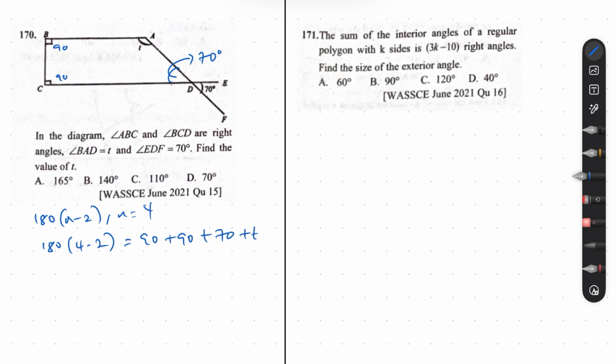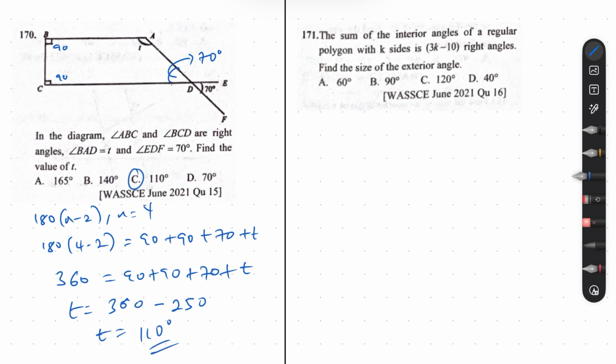So we'd have 360 is equal to 90 plus 90 plus 70 plus t. So t will give us 360 minus 250, which will finally give us 110, which is C. So the value of T is 110.